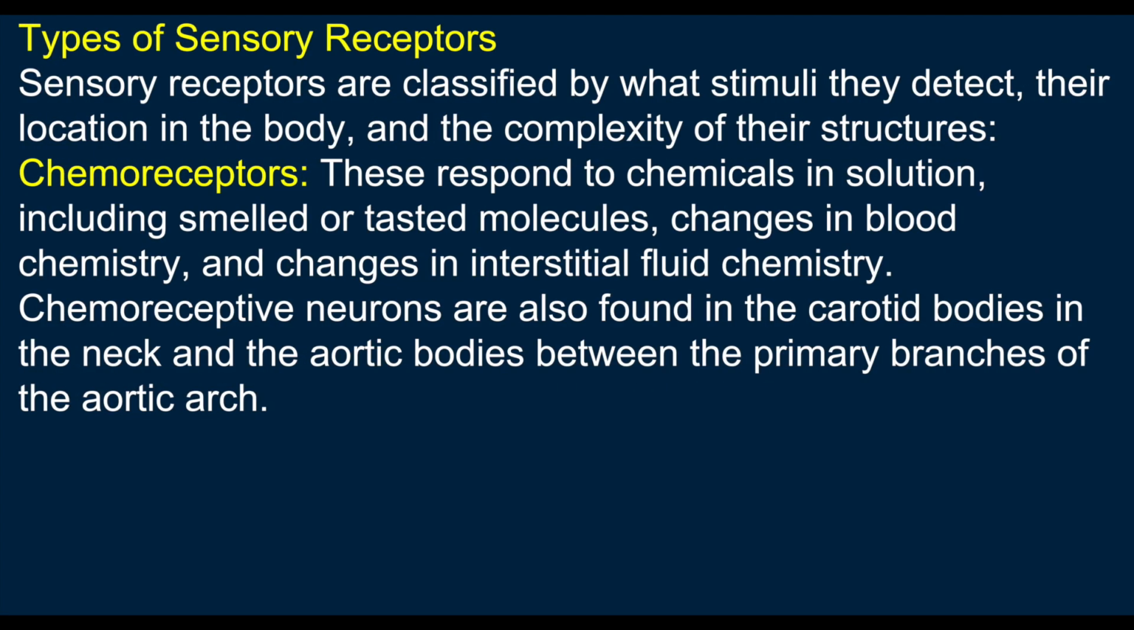Types of sensory receptors. Sensory receptors are classified by what stimuli they detect, their location in the body, and the complexity of their structures. So, the first one is chemoreceptors. These receptors respond to chemicals in solution, including smelled or tasted molecules, changes in body chemistry, and changes in interstitial fluid chemistry. Chemoreceptive neurons are also found in the carotid bodies in the neck and aortic bodies between the primary branches of the aortic arch.